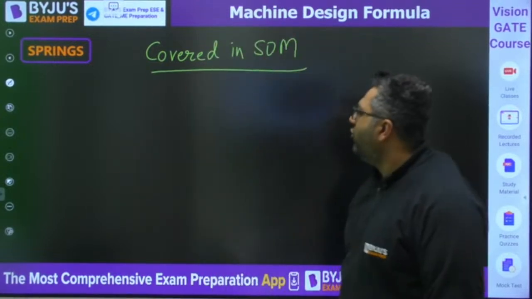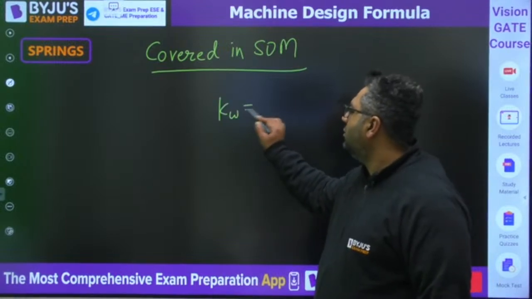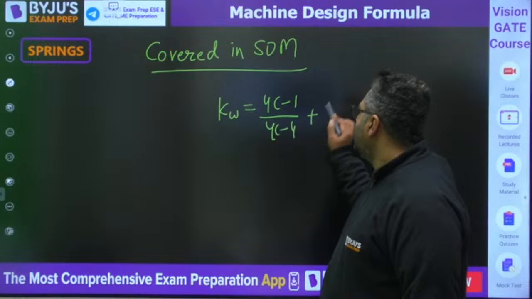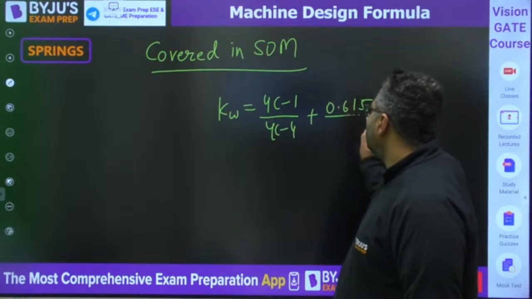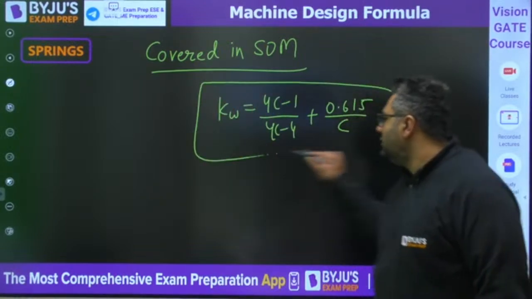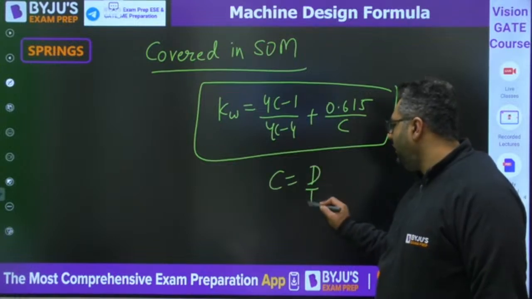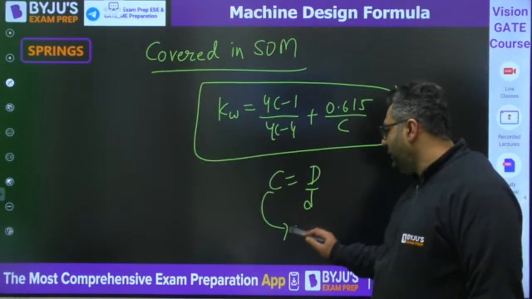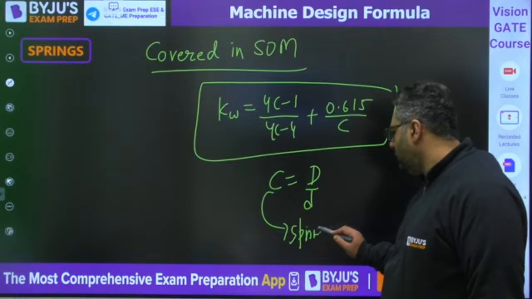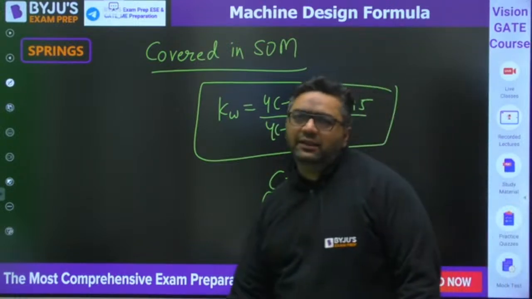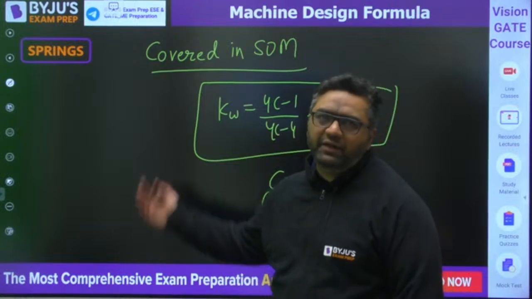Okay. One formula was there, the Wahl factor: 4C minus 1 by 4C minus 4, plus 0.615 by C. Here C is D by d, it is the spring index. This formula we have not seen in the strength of material, so I have written this.